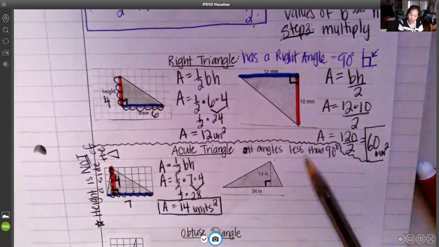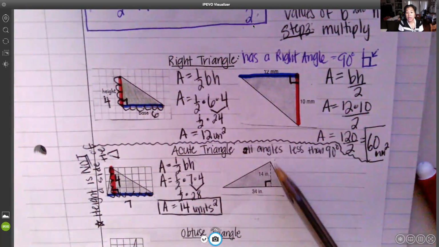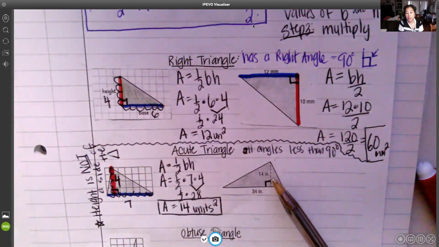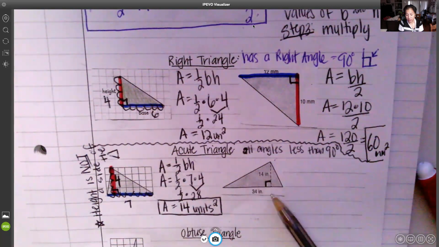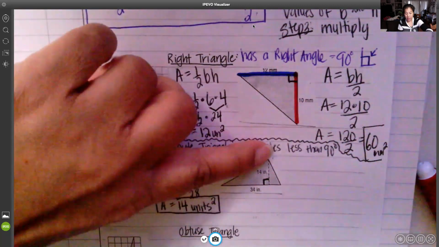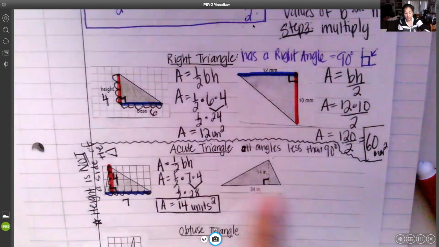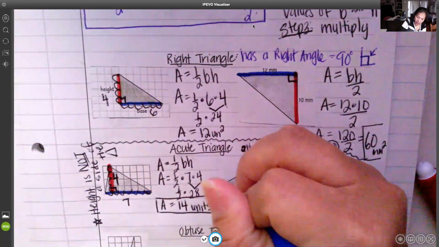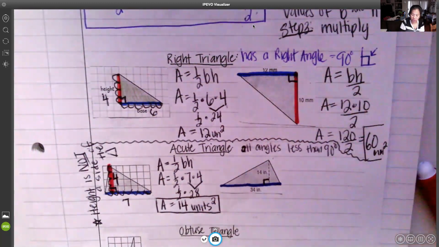Okay, and notice this is a dotted line. It's a dotted line because that height is dropped down. That's what that dotted line means, that the height is dropped down. Okay, it's not part of the sides of the triangle, but the height is dropped down, so you can see where to measure it from the top of the highest angle, and that's the highest angle, to the bottom space. All right, so there's our base, 34 inches.